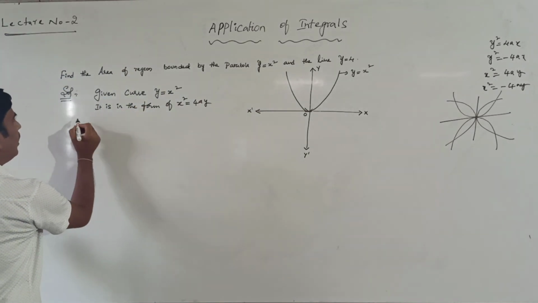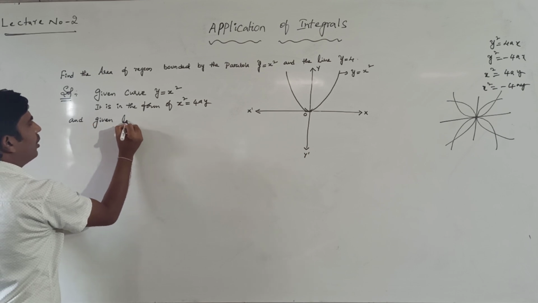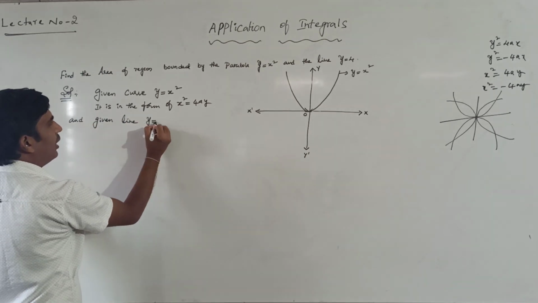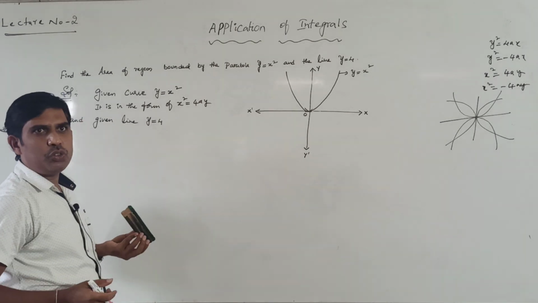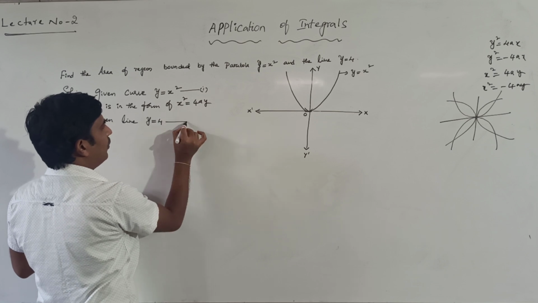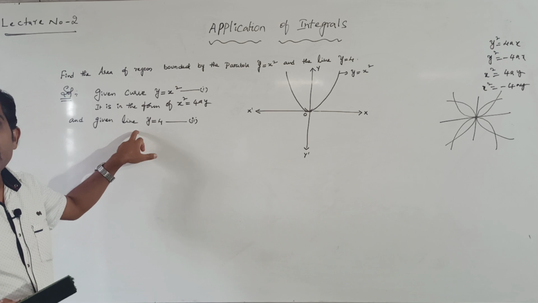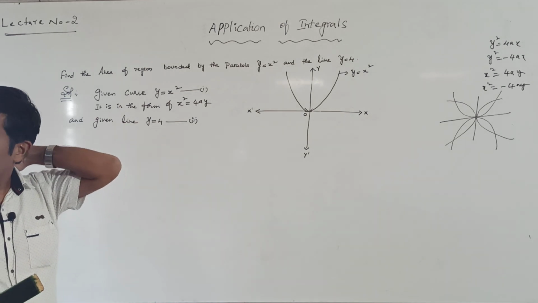Next, the given line. So what is the given line? Nothing but y equals 4. This is equation 1, this is equation 2. How is it a line equation? y equals 4.